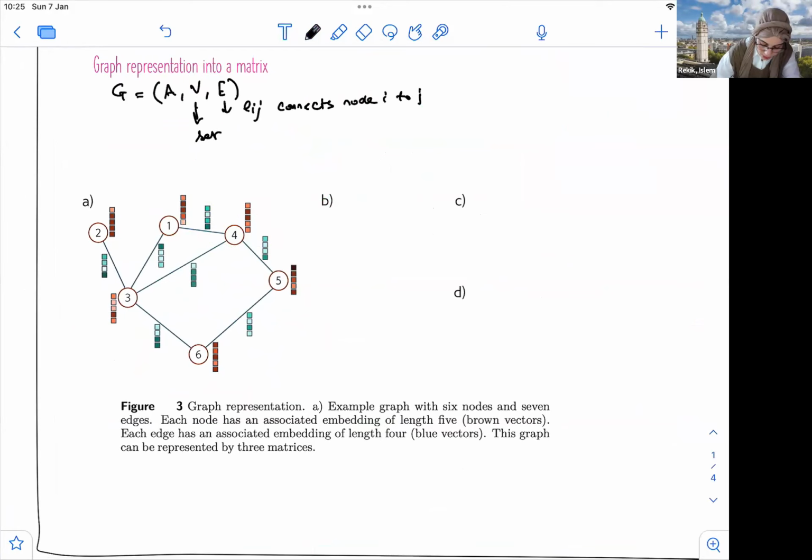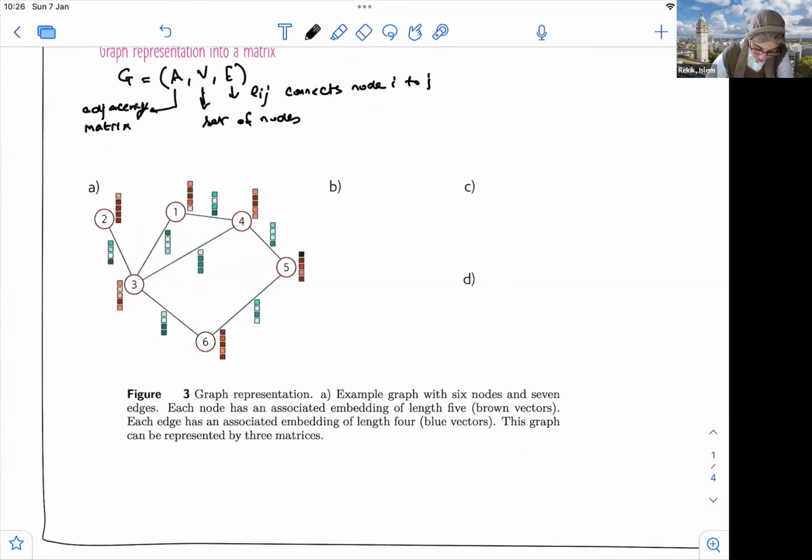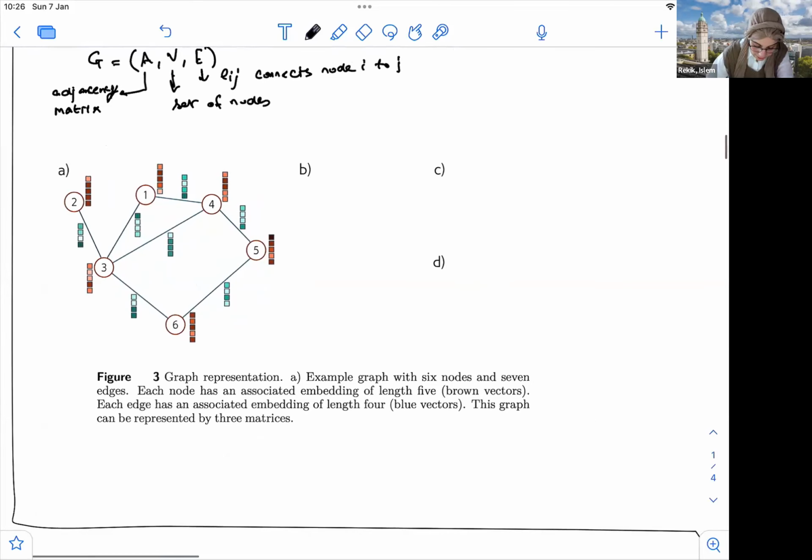V is the set of nodes of the graph. And A we call the adjacency matrix, where we encode the relationship between these nodes. I'll show you in a bit. We represent the graph visually by drawing a bunch of nodes and connecting them by a bunch of edges, like here. So this is our graph. In this graph, we can see that we have 6 nodes, 7 edges.